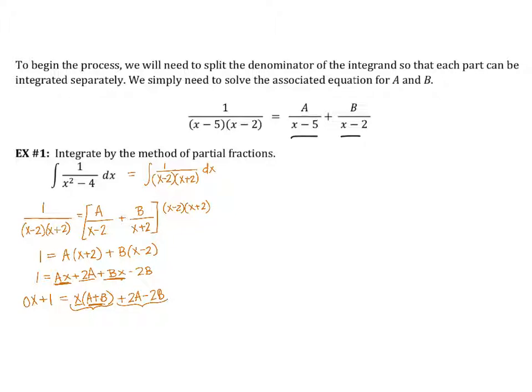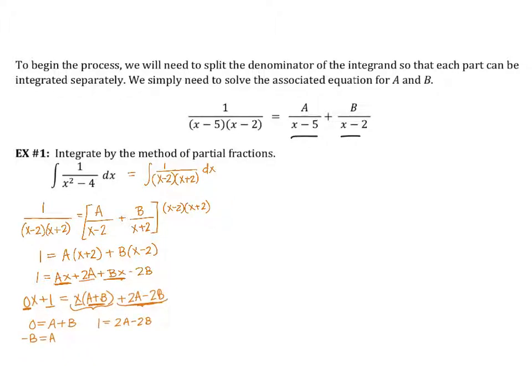So we can set up a system of equations here. A plus B must correspond with 0, so I'm going to say 0 equals A plus B. And likewise, this positive 1 must correspond with the constant value out here, so 1 equals 2A minus 2B. Now putting this together, if I had a value for A, I could plug it in. What we can do is subtract B over, so I have negative B equals A.